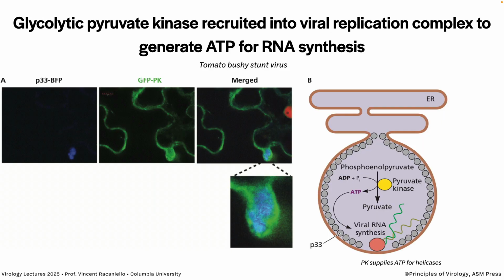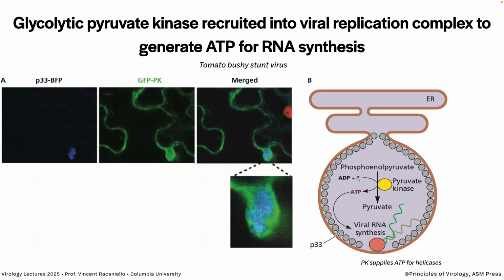And finally, there's a very cool example from plant viruses. This is a virus of a plant. It's a virus that infects tomatoes. It makes them bushy and short, so it's tomato bushy stunt virus. The name has been changed lately because people screw it up all the time. Now, this virus replicates its genome in vesicles attached to the ER. You can see viral RNA synthesis occurring here. That's the viral polymerase. And what this virus does is very interesting.